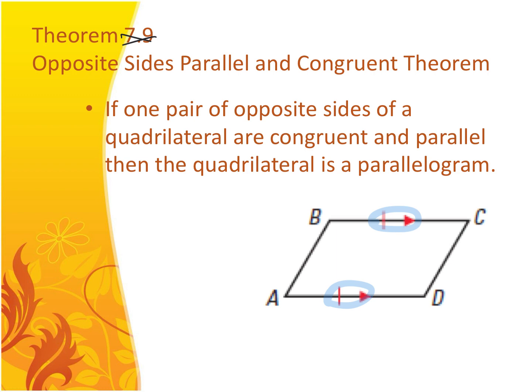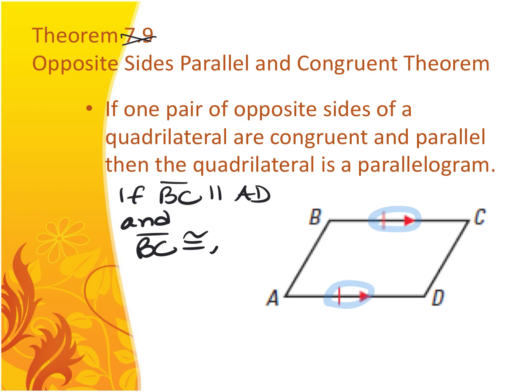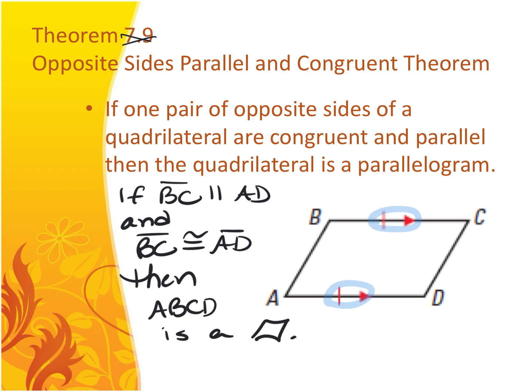So what I can state from this picture is that if BC is parallel to AD and BC is congruent to AD, then ABCD is a parallelogram. So the congruent and the parallel mark needs to be on the same pair.